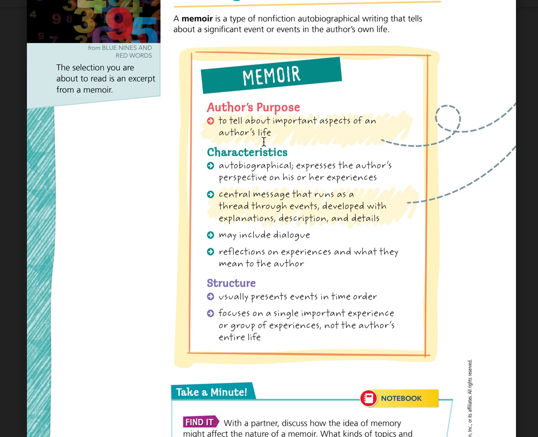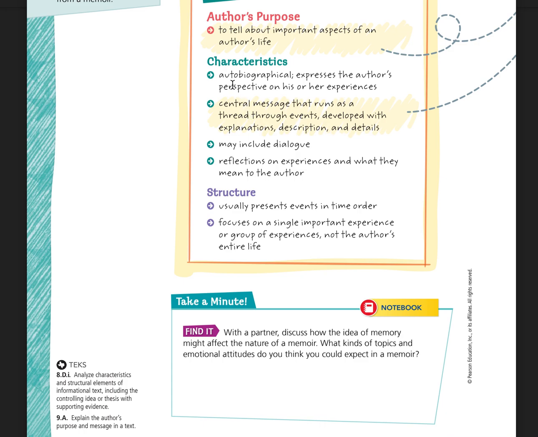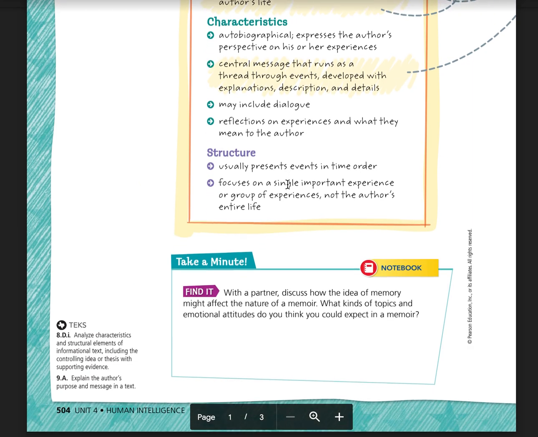And this author in particular has a very interesting story. So some of the characteristics, again: autobiographical, it expresses the author's perspective on his or her experiences. The central message runs as a thread through events, developed with explanations, description, and details. It may include dialogue. If they're telling the story from their perspective, they're going to use I statements, and then they might give their encounter with someone else. Reflections on experiences and what they mean to the author. So you're going to see a lot of their reflective thinking about what has transpired in their life.